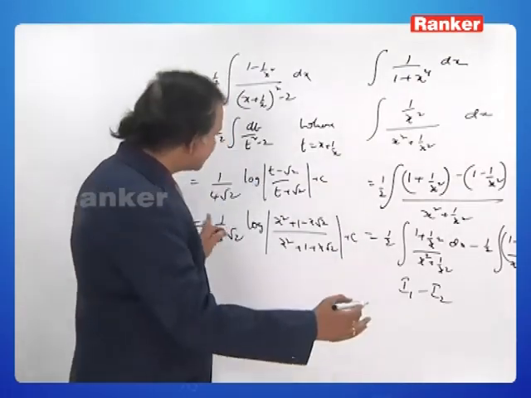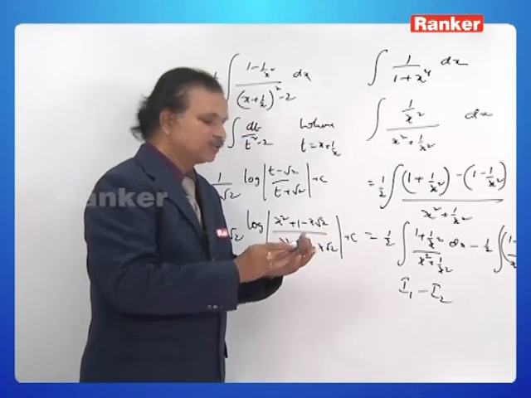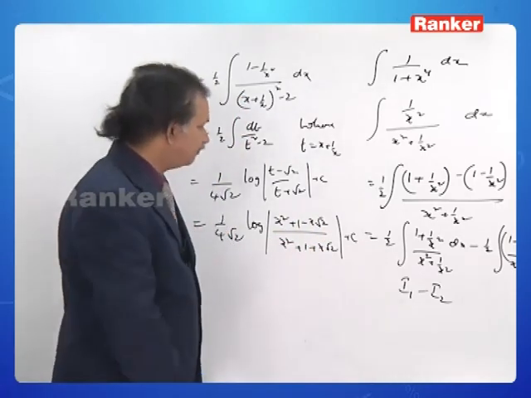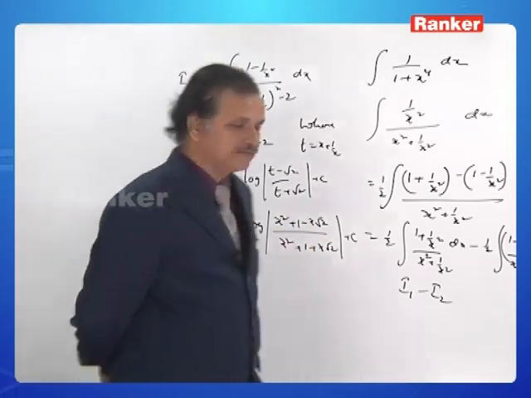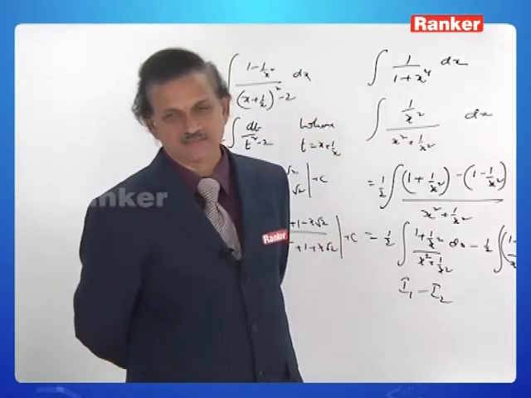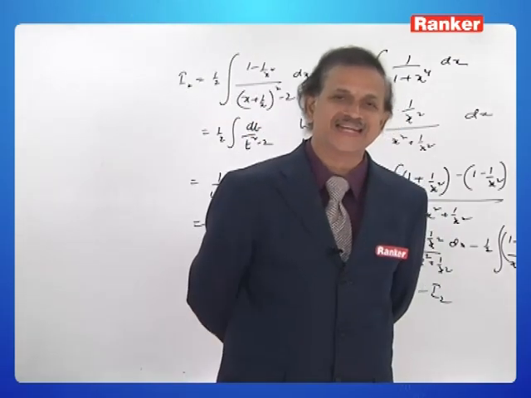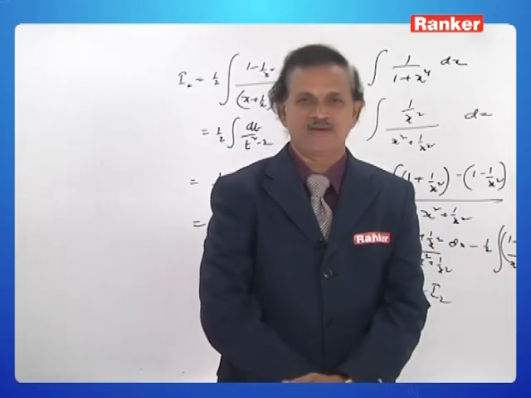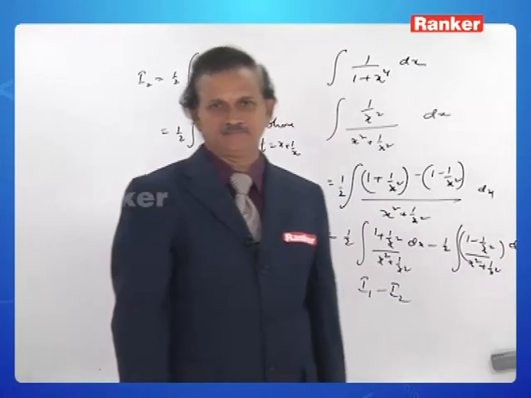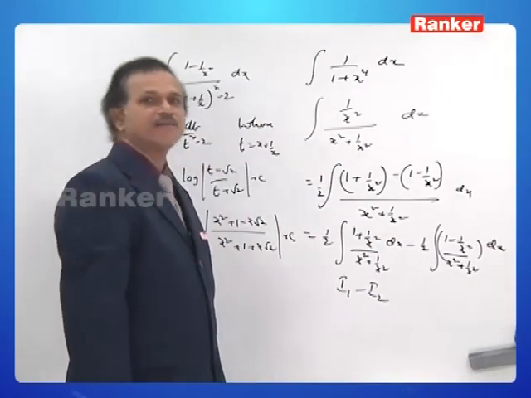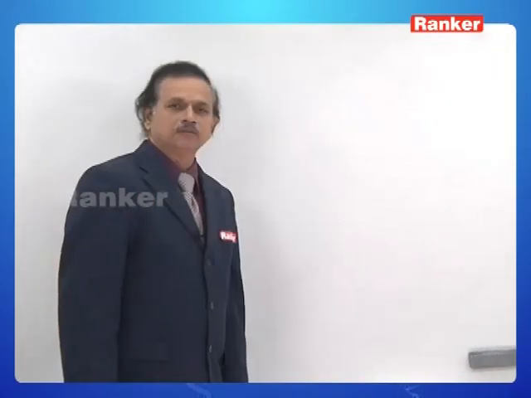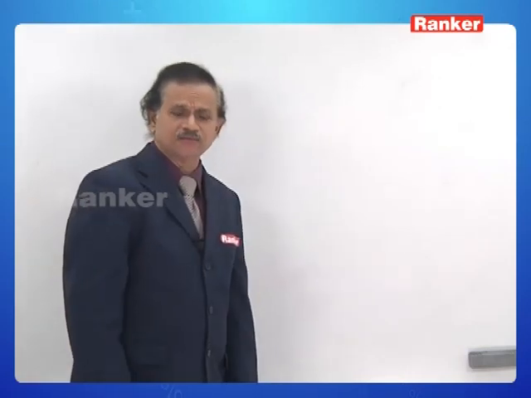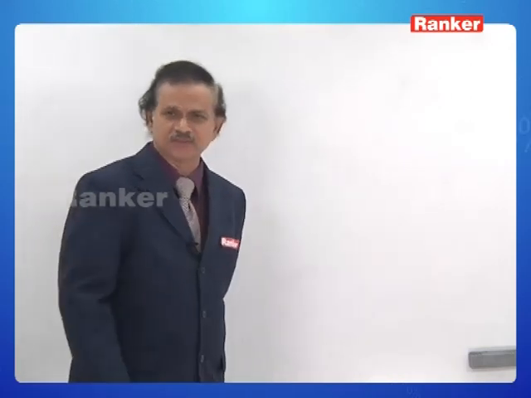You join the previous part and this part so that the answer will be obtained. If you have 1 by 1 plus x power 4 like that, according to the need of the problem, we divide both numerator and denominator with x square. Yes, this is a peculiar model of the problem. Still there are some models which will come across while solving the problems.